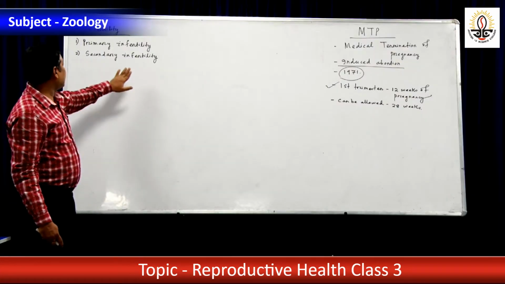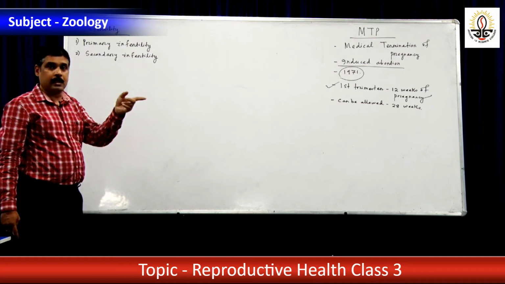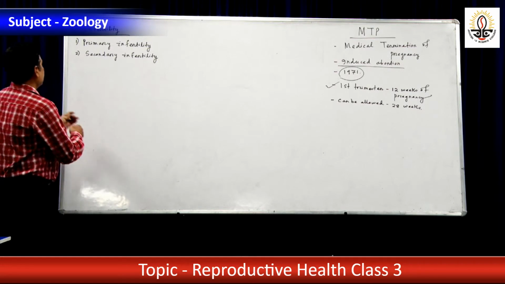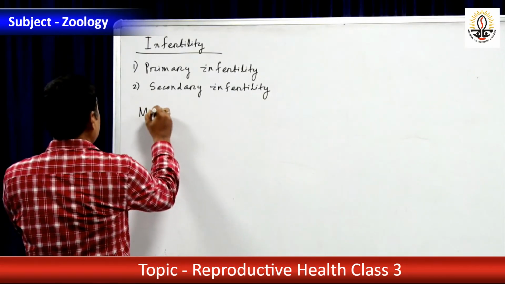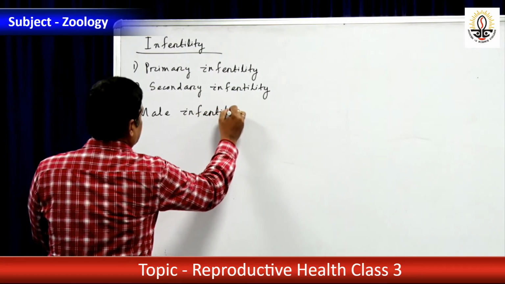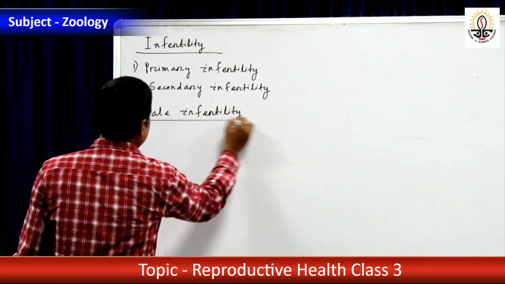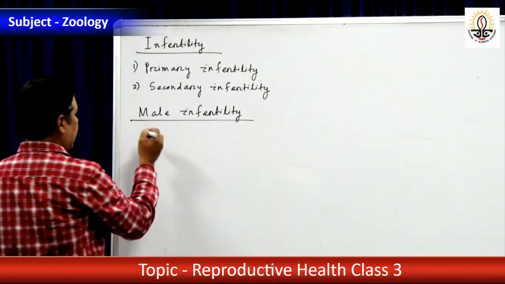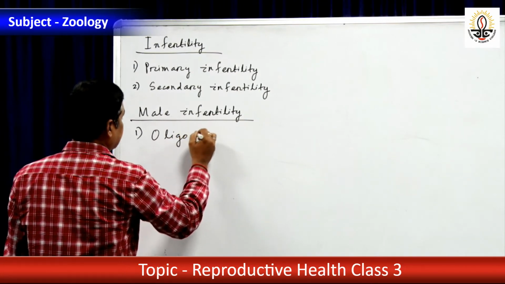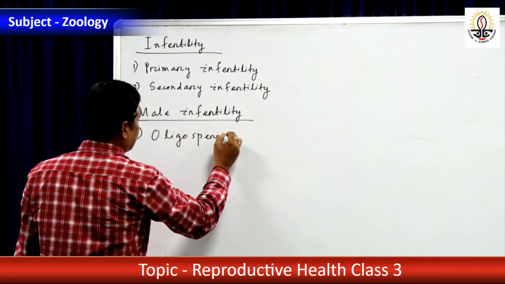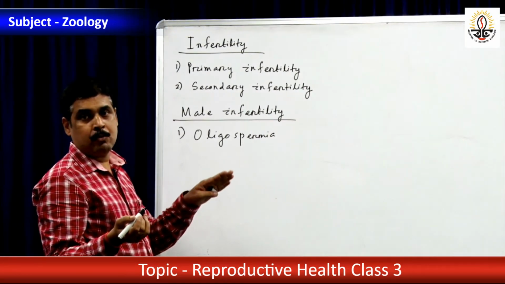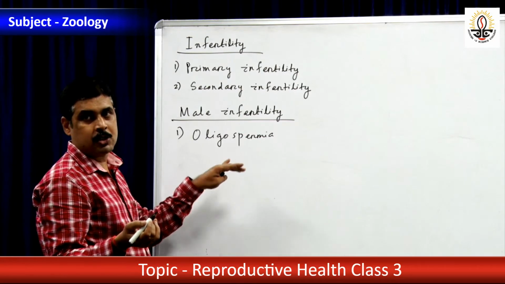So in this context we will discuss 2 types of infertility. One is male infertility, second one is female infertility. So what are the causes of male infertility? Number 1, oligospermia. Oligo means few. If the semen has a few quantity of sperm, that is called oligospermia.